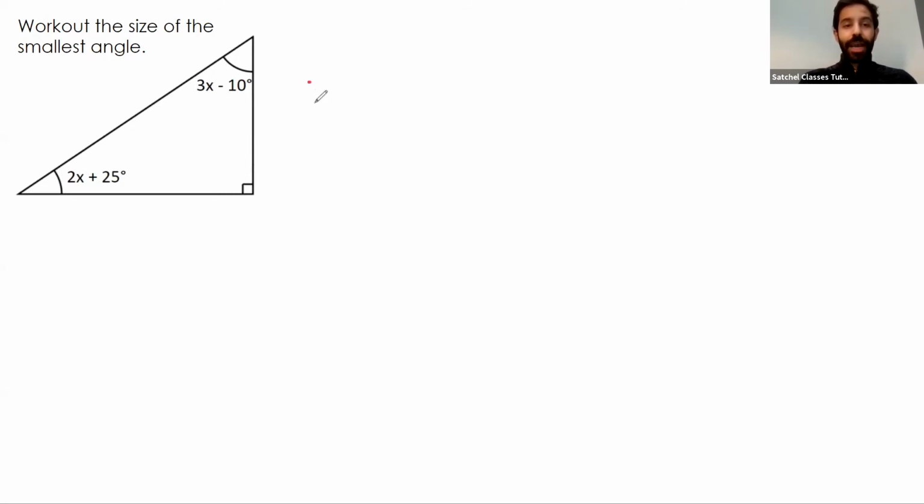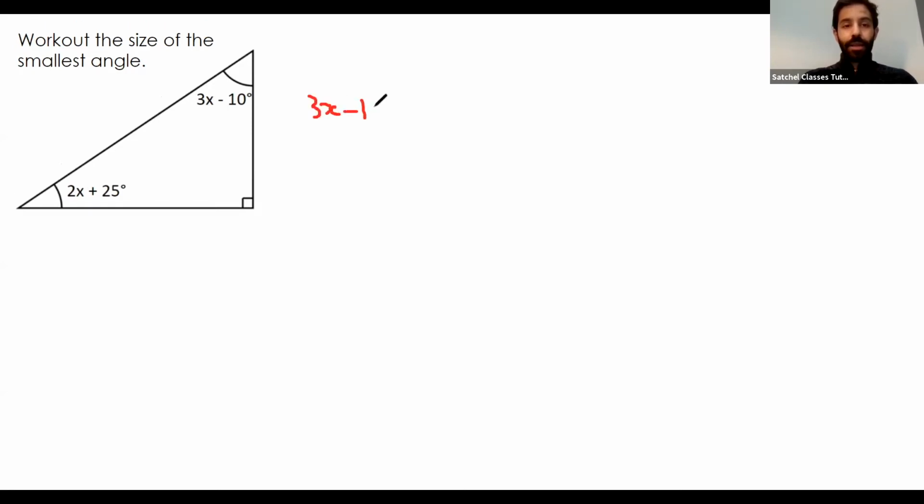So we can say 3x minus 10 plus 2x plus 25 plus, we have to include this angle here, and this square here indicates that we have a right angle, and right angles are equal to 90 degrees. So plus 25 plus 90. So if we add this angle and then add this angle and then add this angle, we should get 180. So again, here we have a statement of equality. We're saying all of these added together will be equal to 180.